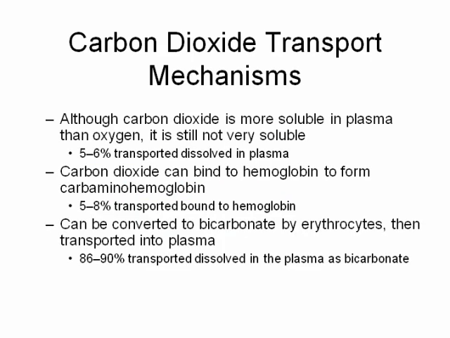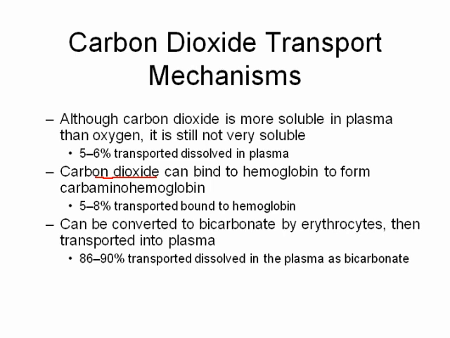Take a look at how carbon dioxide is transported in the blood. Even though carbon dioxide is more soluble in the plasma than oxygen, as I said, 20 times more, only 5 to 6% is transported in the plasma, which of course is more than we saw for oxygen. Remember, oxygen was about 1.5%.